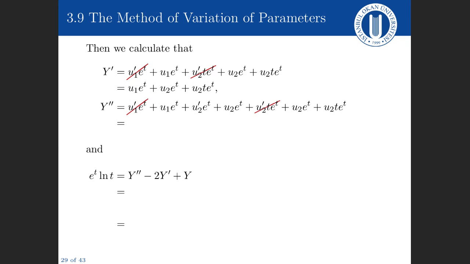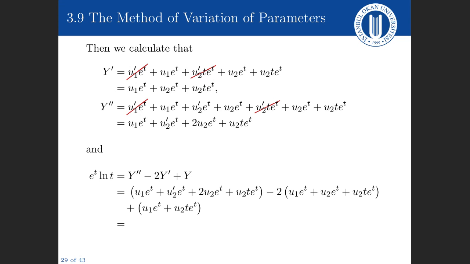You can check later this is correct. And again, we have two terms that we can cancel using our extra condition. And we get y double prime is u1 e to the t plus u2 prime e to the power t plus 2u2 e to the power t plus u2 t e to the power t. Put these into the differential equation and then simplify.